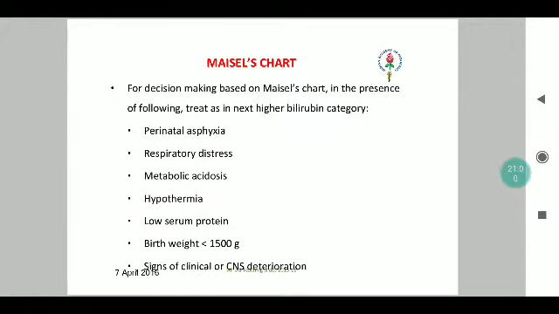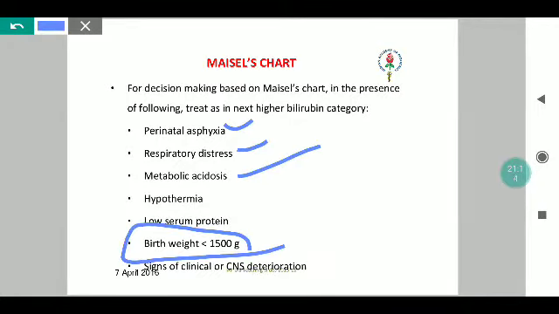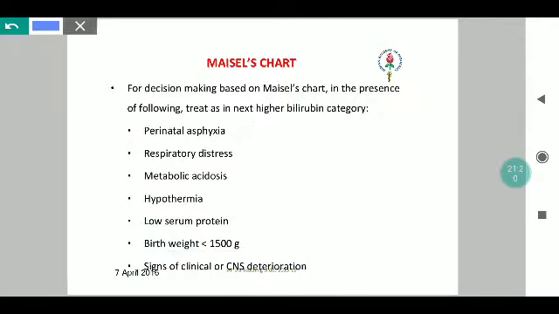Now, the chart is used for making decisions in the presence of the following. We must treat at the next higher level. If the baby has perinatal asphyxia or respiratory distress or metabolic acidosis, or is an extremely low birth weight of less than 1.5 kg, or has signs of CNS involvement, then you must treat differently and go for a step-up approach.